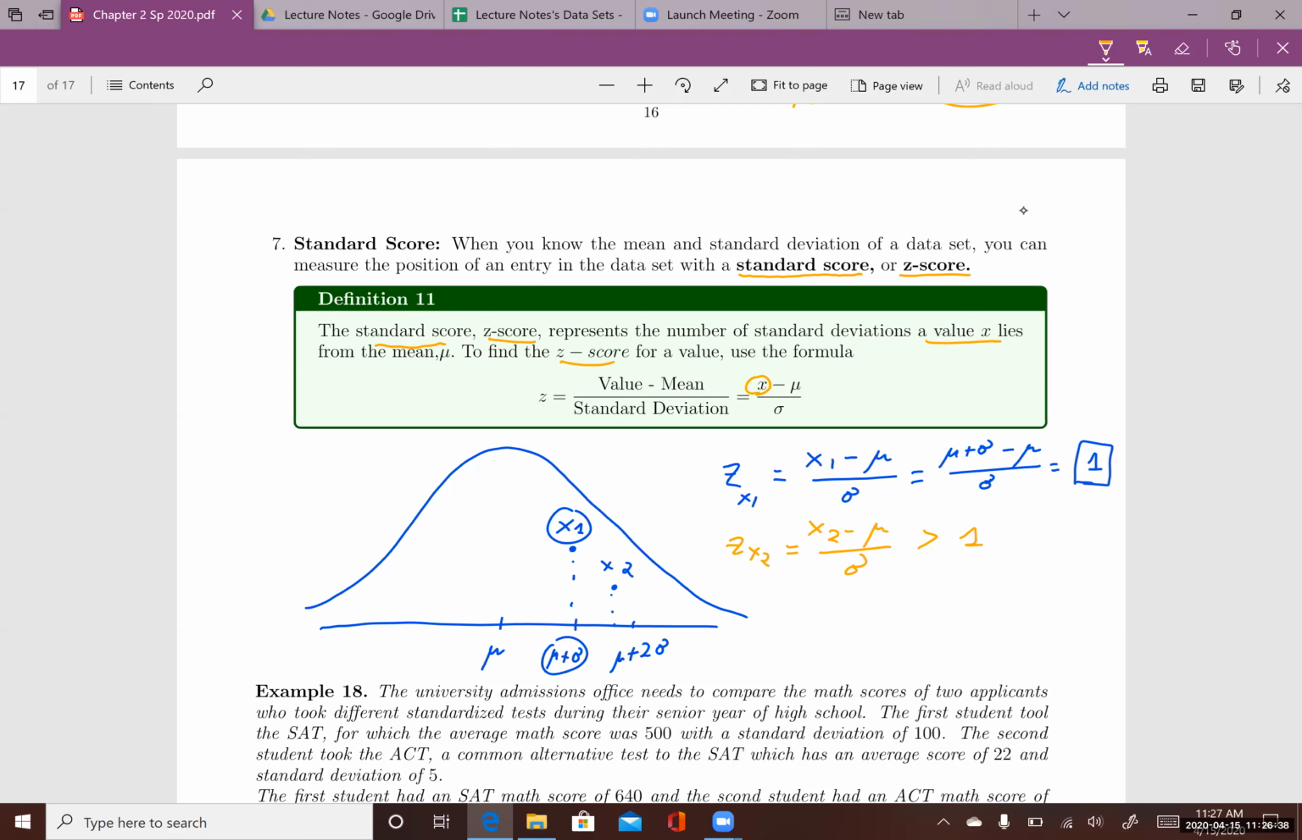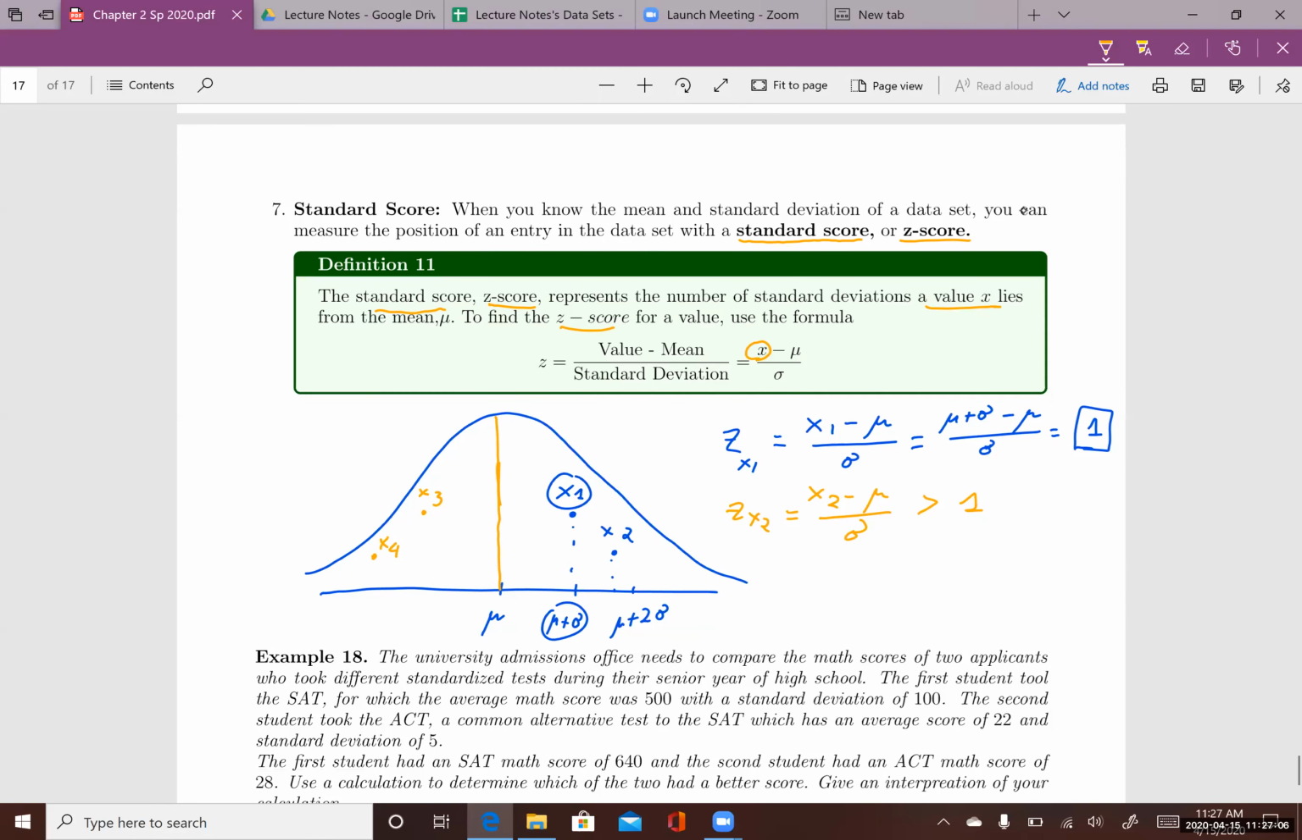And you can use the same formula to find the number of standard deviations away from the mean for values that are on the left of the mean. So this is like the middle of the data set. All right, so this is how you find the standard score, or the z-score, of any value in the data set using the mean and the standard deviations.